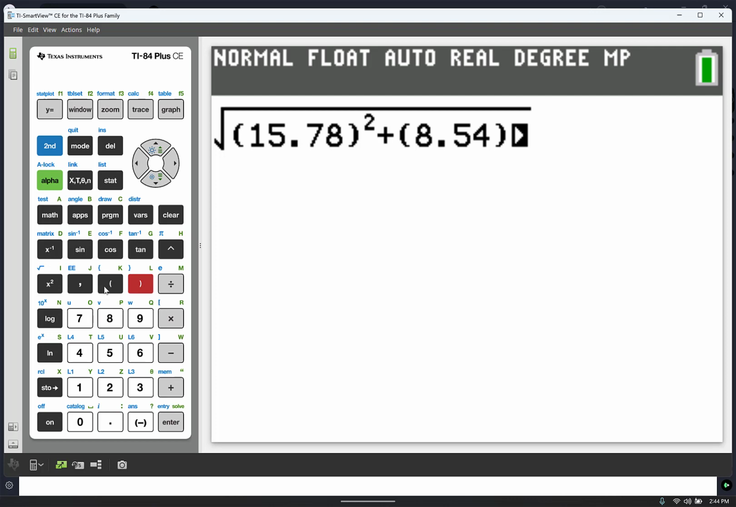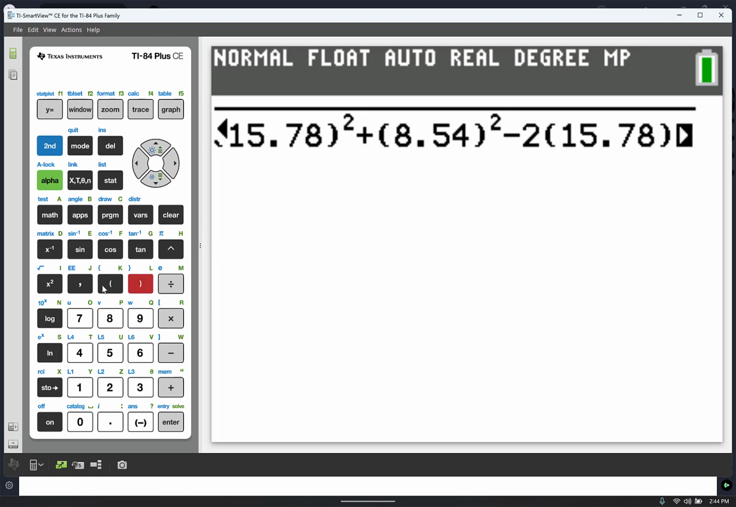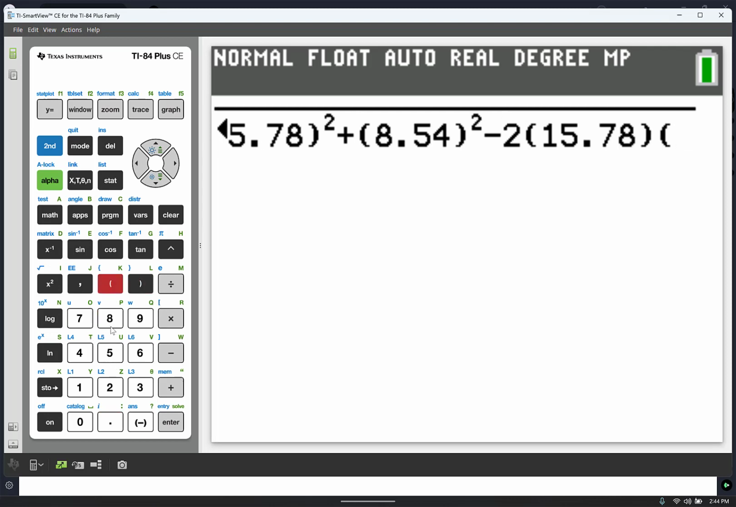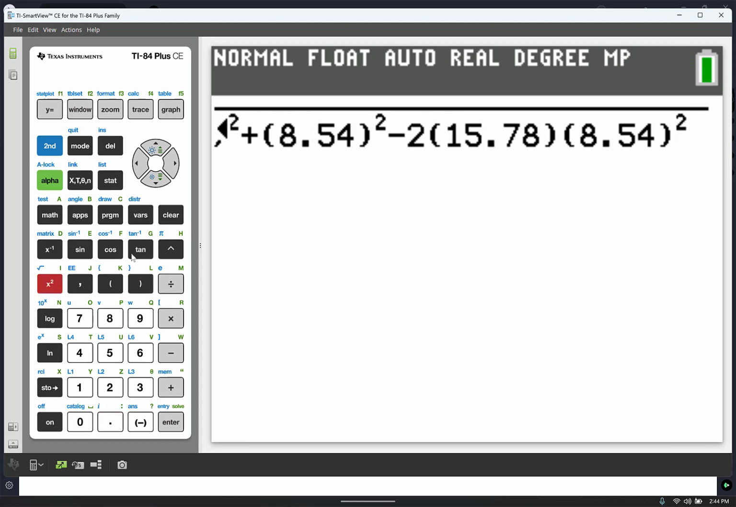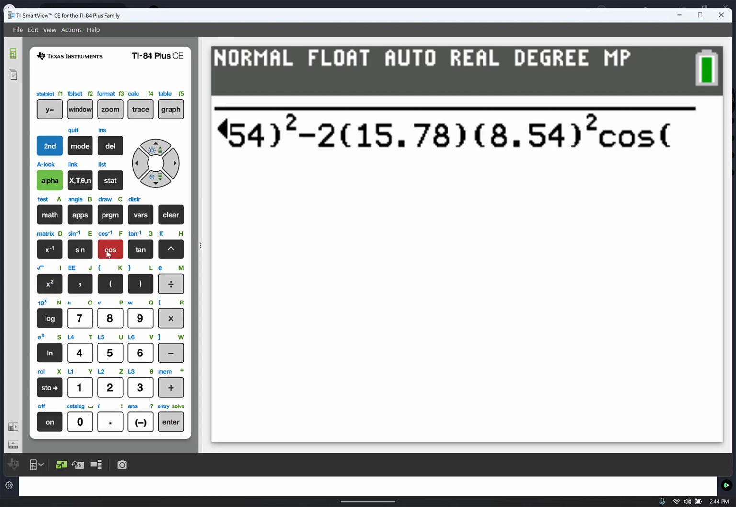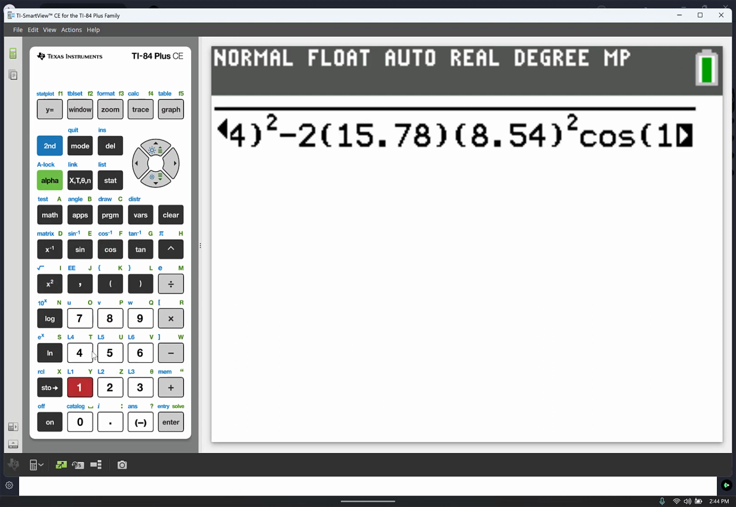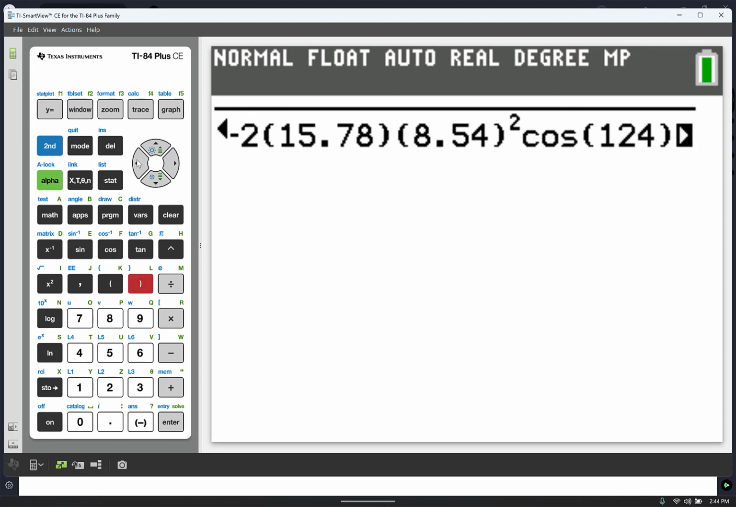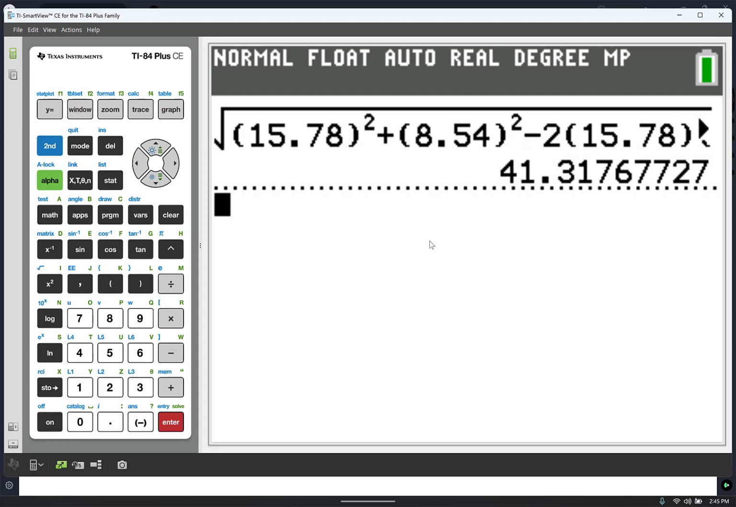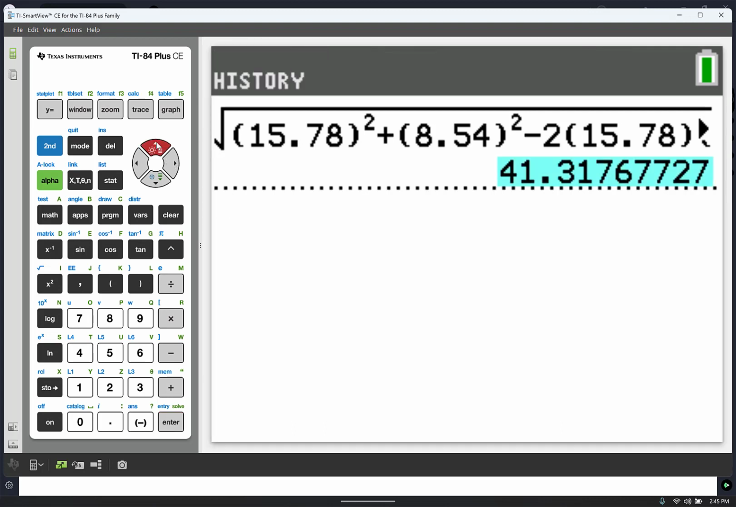8.54 squared minus 2 times... times... and then I hit cosine of what angle? 147? 127. I couldn't remember. Oh, should I put 124? Man, I'm so bad. 127. I don't think I saw any mistakes. No, there's... oh yeah, there's mistakes. Where's my mistake? Because I don't remember it being that.